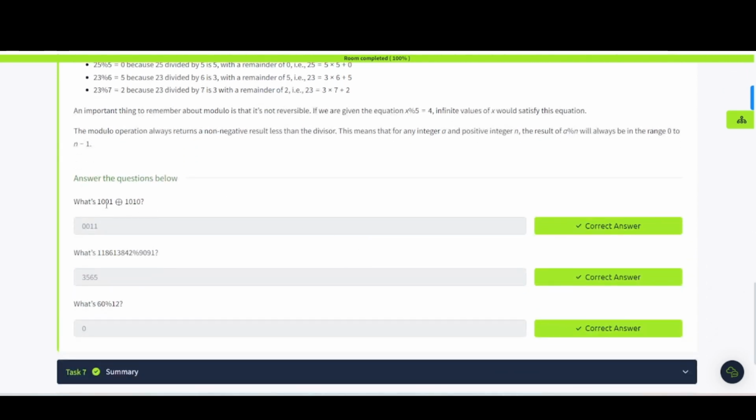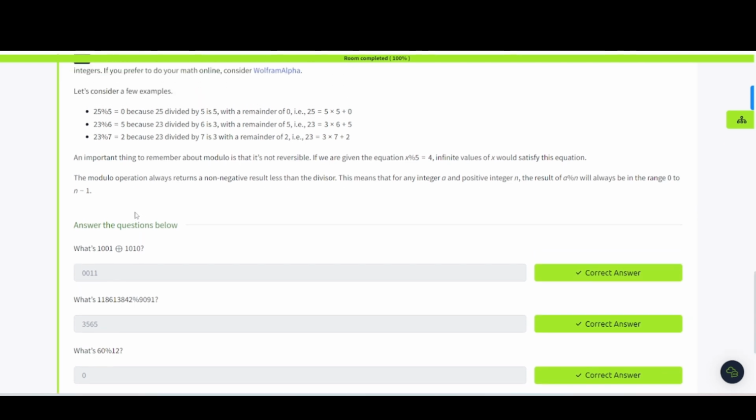What is 1001 XOR 1010? Okay. Well, as we saw up there with XOR, it's going to be 0011. So if you have 1001 above this one or below, you can say that 1 and 1 is going to be 0, and then 0 and 0 is going to be 0, and then 0 and 1 is going to be 1 because you're XORing. And then 1 and 0 is going to be 1.